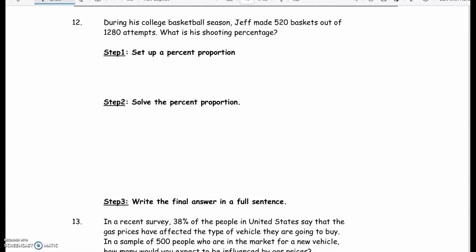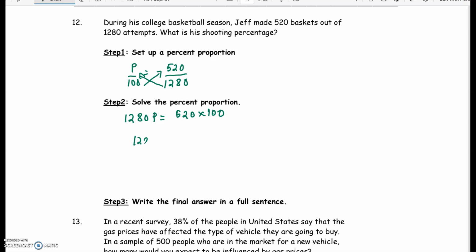During his college basketball season, Jeff made 522 baskets out of 1,280 attempts. What is his shooting percent? So we don't know the percent. So P over 100. He made 520 out of a total or the whole. The whole is always the base of 1280. Now the next step is the usual. 1280p is equal to 520 times 100.